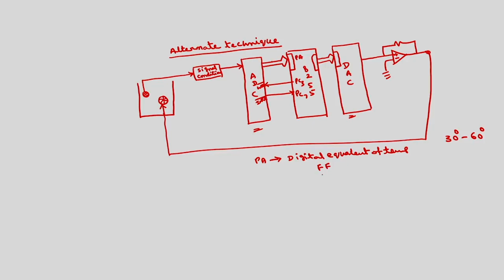For that, I will take the ones complement of this, so that it becomes 00H. This I will give to the D to A converter. So, you will get 0 volts, and thereby this 0 volts will turn off the fan.